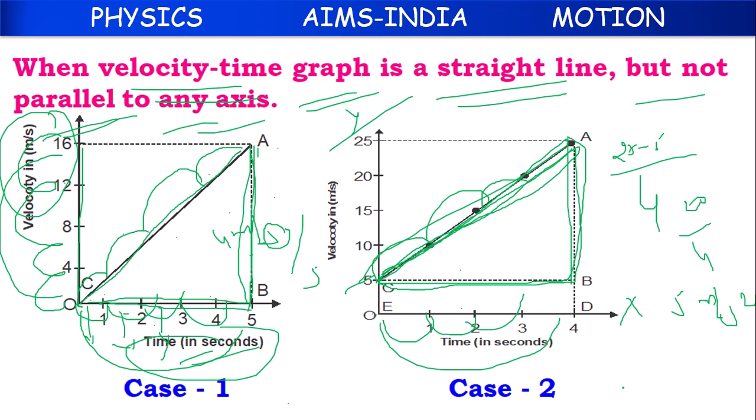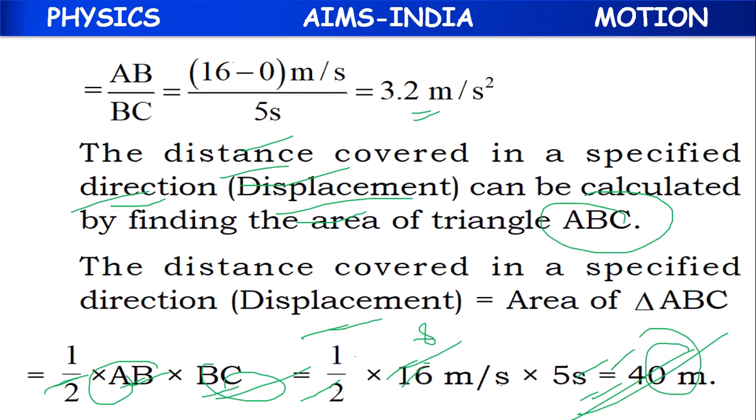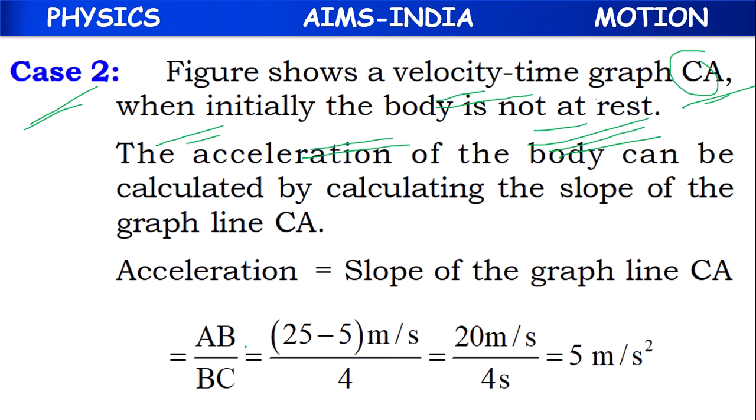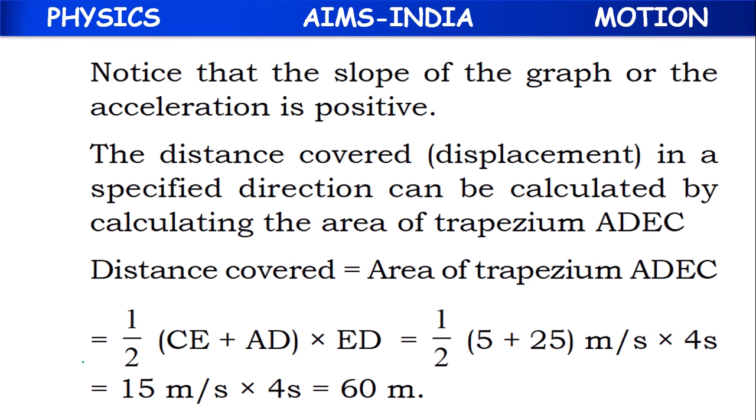Whereas what is the area? Half into AB into BC. So what will be the value? Half into AB value 20 into BC value 4. 2 10 times 20, 10 into 4, 40. 40 meters is the area covered by the body. So like this, AB by BC, 25 minus 5, 5 meter per second square.